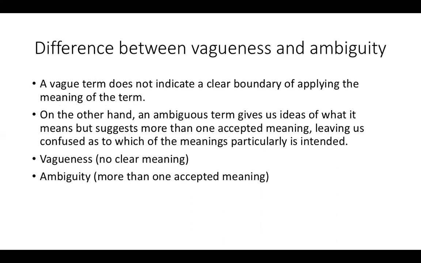Difference between vagueness and ambiguity. A vague term does not indicate a clear boundary of applying the meaning of the term. On the other hand, an ambiguous term gives us ideas of what it means, but suggests more than one acceptable meaning, leaving us confused as to which of the meanings particularly is intended. So the summary of the difference is that vagueness means no clear meaning, and ambiguity means more than one acceptable meaning.